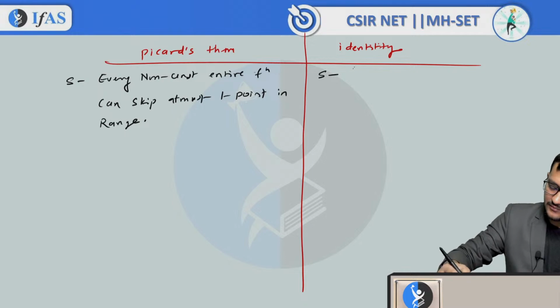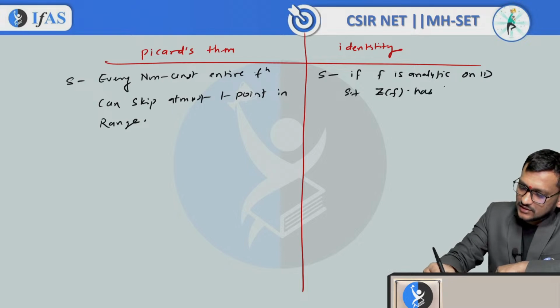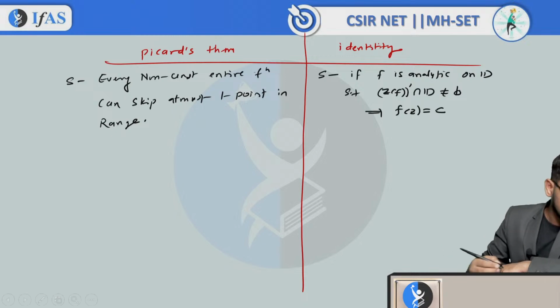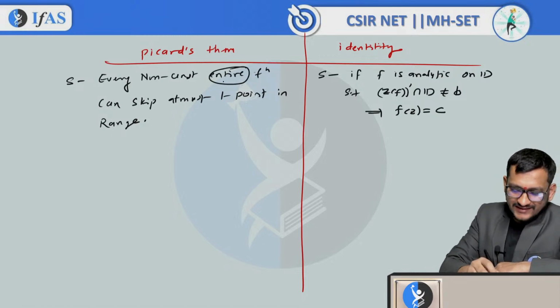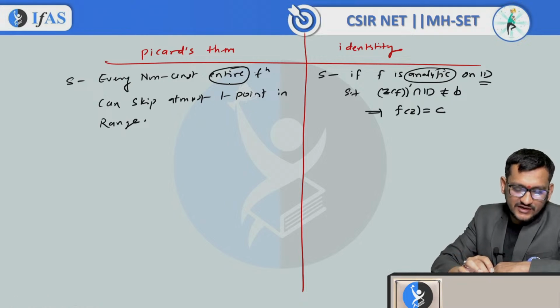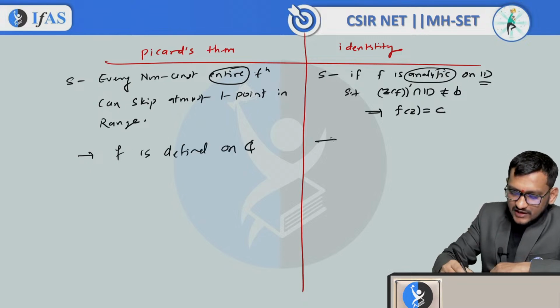What is identity theorem? Statement: if f is analytic on a domain D such that zeros of f has a limit point, or we can say zeros of f limit point intersection D is non-empty, then f is constant. So this is applicable for entire function and this is applicable for any analytic function on a domain. So it is a must that the function is defined on C. So the f is defined on C. Here f is defined on a domain.